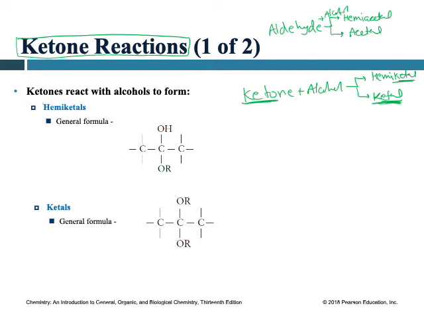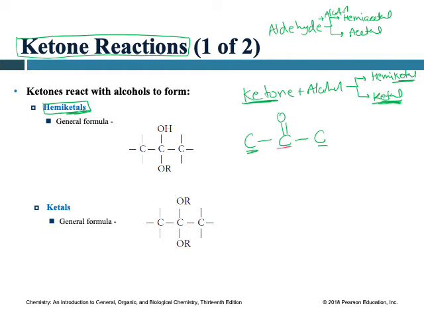So how does the hemiketal look like? Before we go to the hemiketal, we should know what the structure of ketone is. So ketone is R-C double bond O-C. This is your ketone, right? Where the carbonyl group is attached to the adjacent carbons. Or I can write, instead of R, I can say C, right? C double bond O C. This is your ketone.